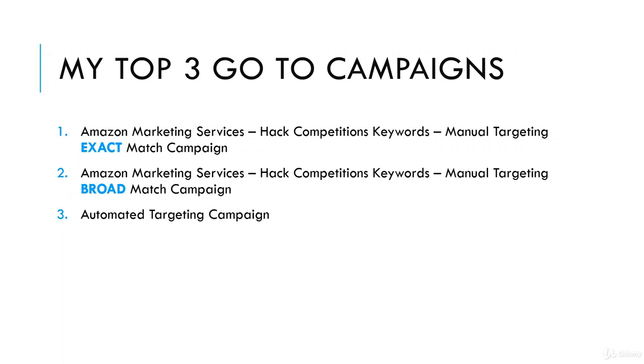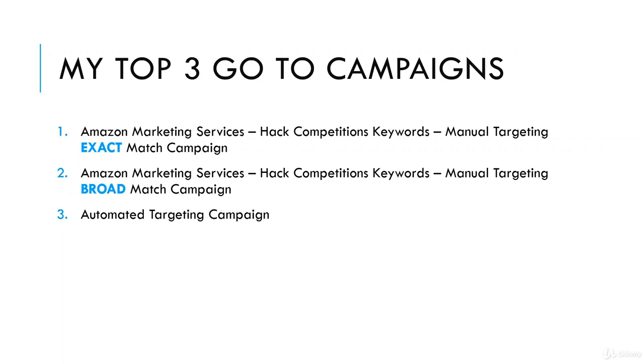In the number 2 campaign, again using those competitors' keywords I took from AMS, I'll create a manual targeting campaign with just broad keywords. I'll run this for a week or two, then run an Amazon search term report to see what keywords I am possibly missing. Then I'll pull those converting keywords and plug them into my exact match campaign.